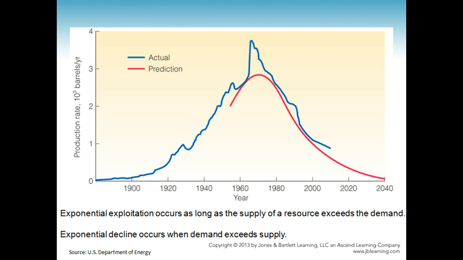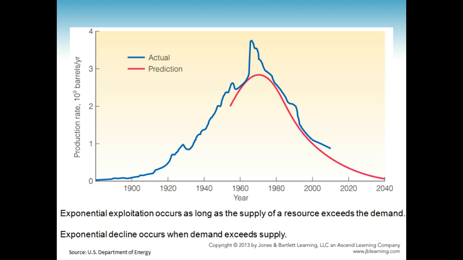This is a diagram of the predicted U.S. oil production and the actual U.S. oil production. The predicted curve in red was done by M. King Hubbert, and the actual U.S. oil production through 2005 is in blue. Both curves peak around 1970. So Hubbert predicted the bubble pattern of oil depletion in the United States in the 1950s that has been strikingly accurate.